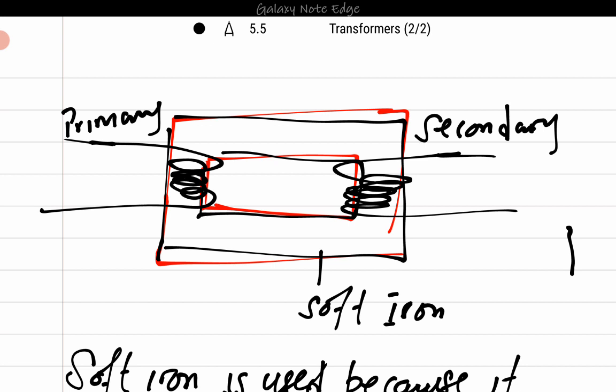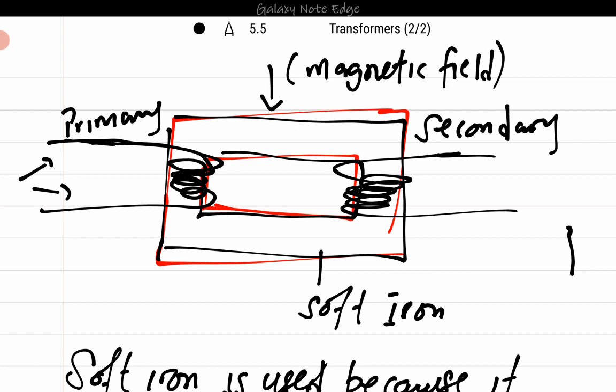So this is exactly how a transformer is going to work. So we have a primary coil which is wrapped around the soft iron, or the soft iron core, and it's connected to an AC supply, so power supply in there. When the source is switched on, the current will pass through the coil. So the alternating current produces a magnetic field in the soft iron.